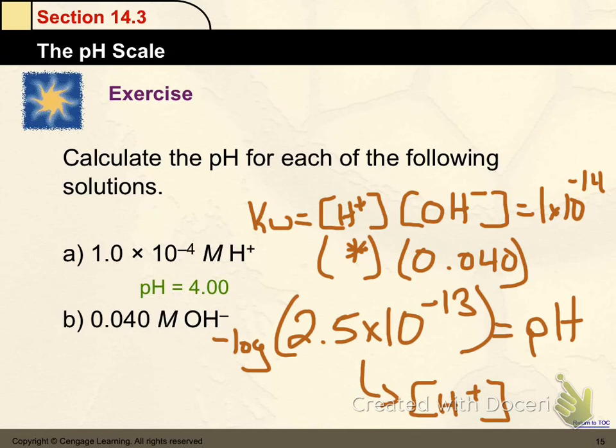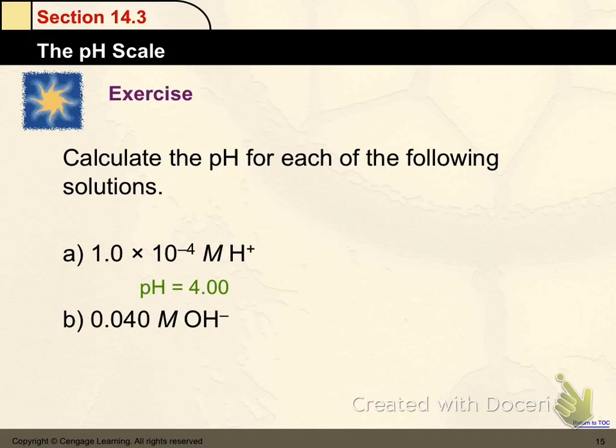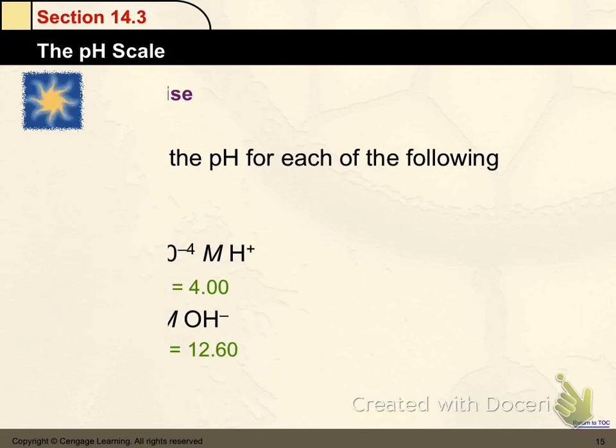And if we do that, we're going to come up with a number, 12.60. There it is, 12.60. And if we do have a concentration of hydroxide ions that's pretty high, like it is here, 0.040, we should have a pH that's certainly above 7.